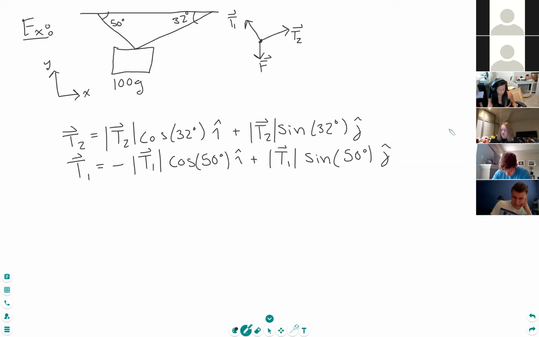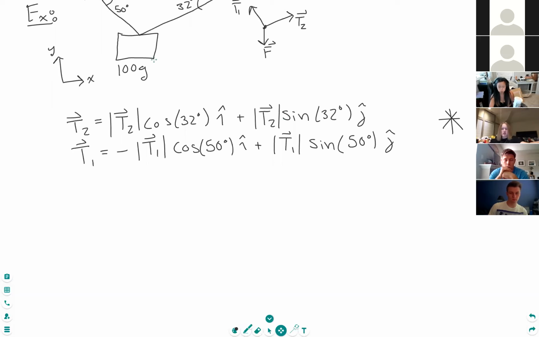Okay, so let's put a big old star next to these equations, because we're going to have to use these later on as well. So this is our decomposition. We've turned these vectors T1 and T2 into their decomposition of their x and their y components. Notice we still don't know what the magnitude of these vectors are, but hopefully we'll be able to figure this out.